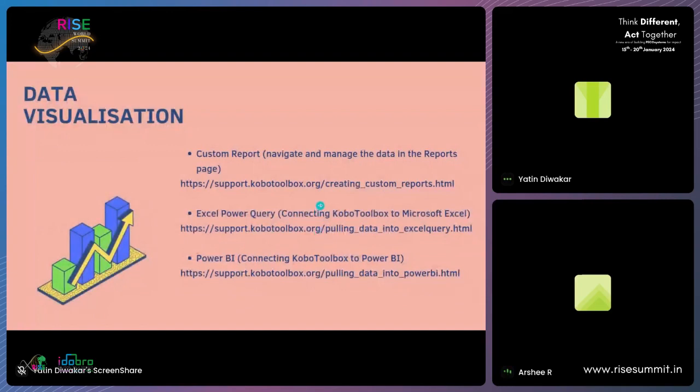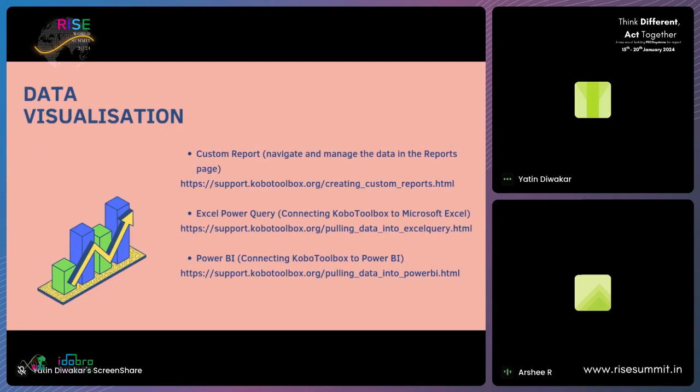Now, there are three different approaches to visualize the data from Kobo Toolbox. The first approach is using custom reports. This is an inbuilt feature, characterized by its flexibility, enabling users to design reports that align precisely with their analytical needs and presentation preferences. This method ensures a comprehensive and customized exploration of the data collected through Kobo Toolbox.